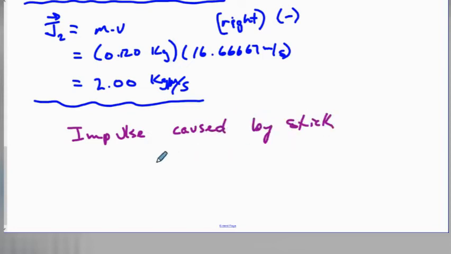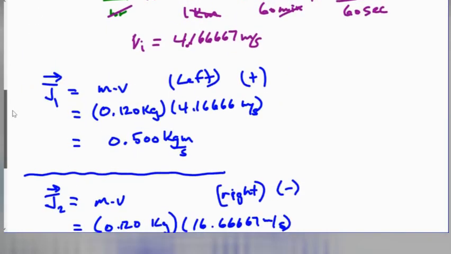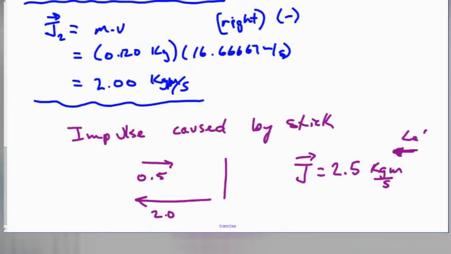So it was moving this direction at 0.5. It hits a wall, and now it's moving this way at 2.0. So our impulse, J, is 2.5 kilogram meters per second in that direction. Okay, that's the direction. I've got to give it a direction. So the impulse was to the, sorry, I got my directions backwards. Initially, it was moving left. Let me back up here a little bit. That was going in the opposite direction. I said right and left.